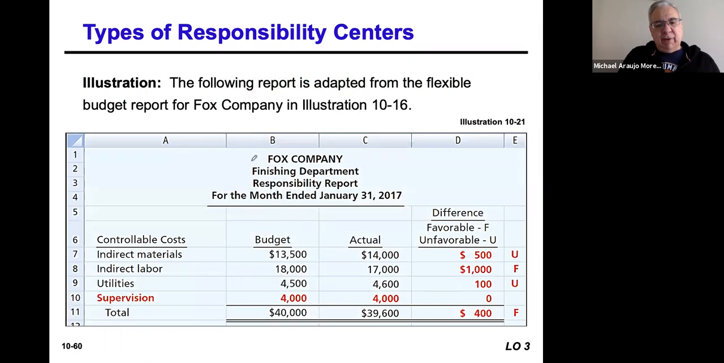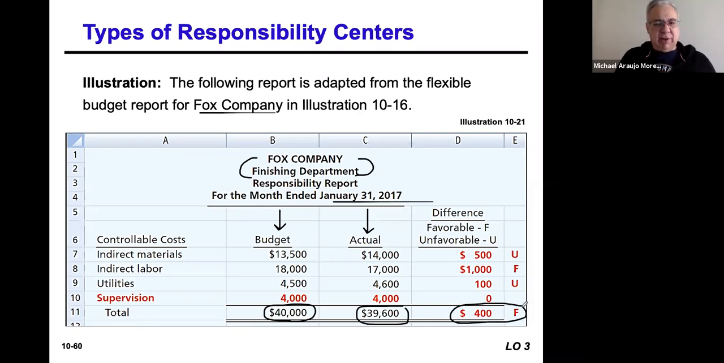Here we have a responsibility report for the finishing department. The finishing department is a cost center at Fox Company. Here you have their budgeted amounts for indirect material, indirect labor, utility, and supervision. These are the actual amounts that were spent in the month of January, showing that they budgeted to spend $40,000. Clearly, they spent only $39,600. That's $400 less than they expected, so that's a favorable outcome. Their costs were lower than expected.